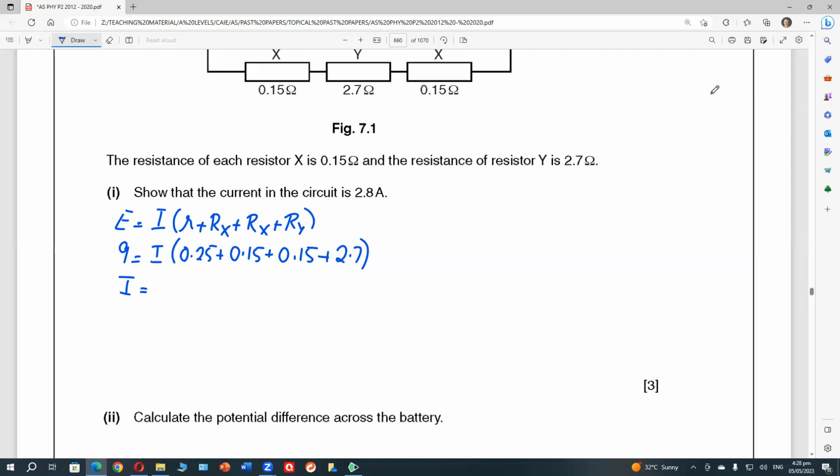This is the working using the EMF formula. The answer is coming as 2.76. Yes.